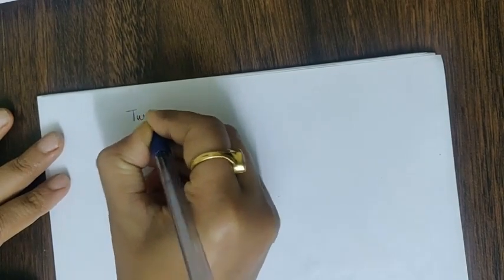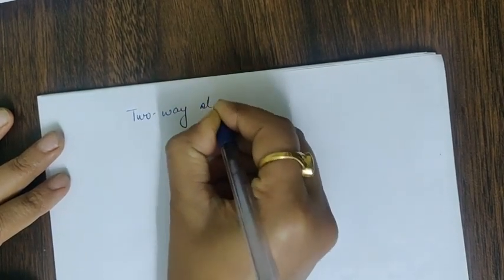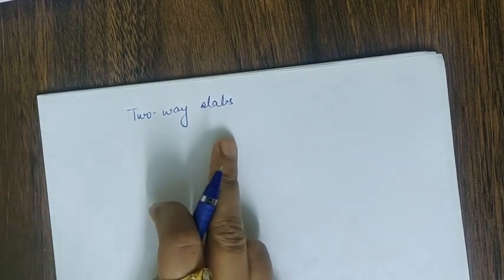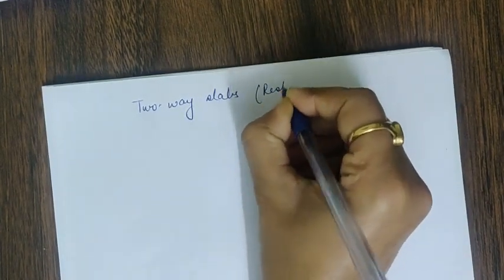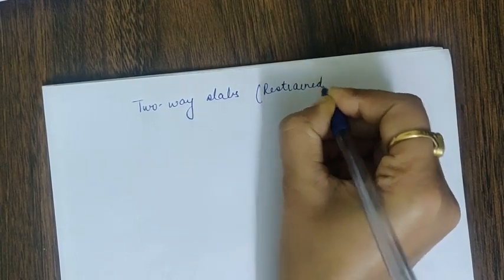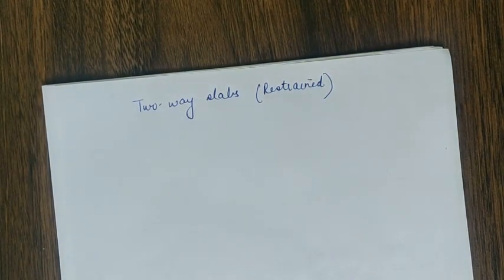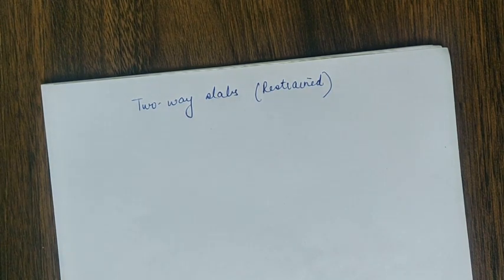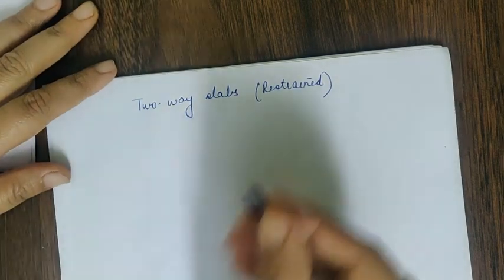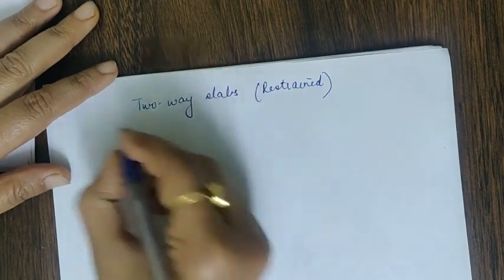Today we are starting with the procedure for the design of two-way slabs. We have already talked about one type of two-way slab that was unrestrained. Now we are talking about restrained two-way slabs. What do we mean by restrained two-way slabs? A restrained slab is a slab whose corners are prevented from lifting.